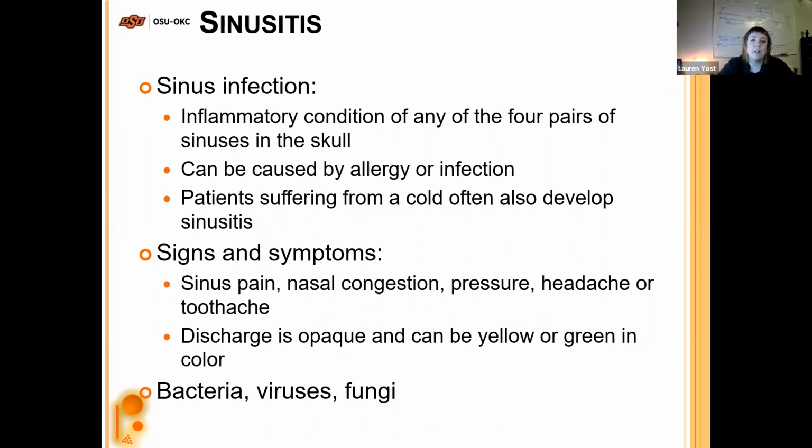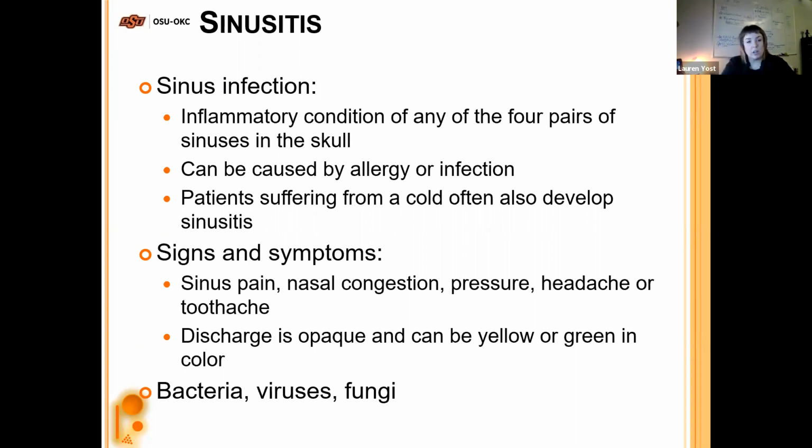Sinusitis is something that can develop as a secondary infection to colds as well as on its own. This is just a sinus infection. Inflammatory conditions of any of the 4 pairs of sinuses within the skull that can be caused by allergies or infections.